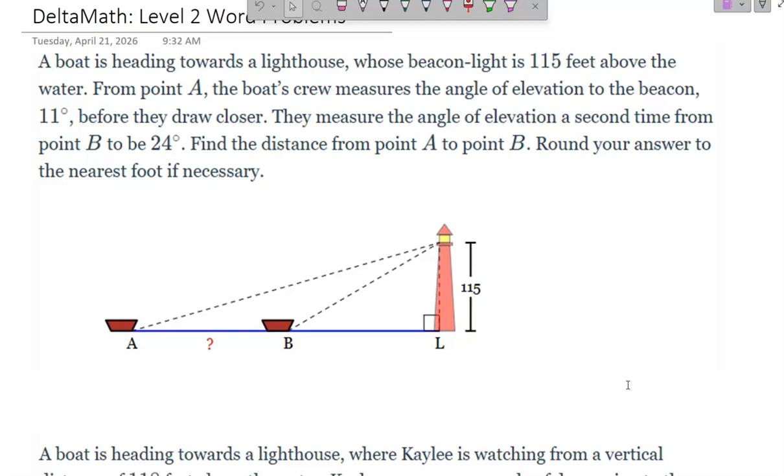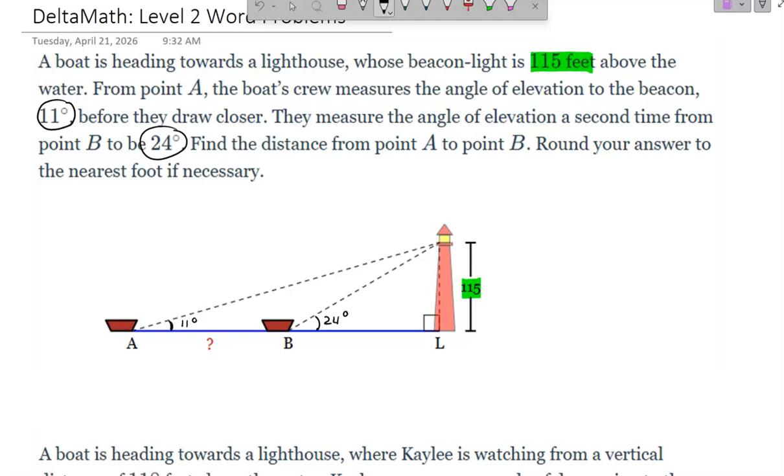So what we have is a boat heading towards a lighthouse, and they've given us the height of the lighthouse already, so that's been labeled in my diagram. The crewmen in the boat are measuring the angle of elevation to the top of the lighthouse at two given moments. The first one they note is an angle of elevation of 11, from the first point on the boat, so we would write an 11 right there. Then as they draw closer, they measure it a second time, which will be 24 degrees. What we need to do is find the distance that the boat has indeed traveled.